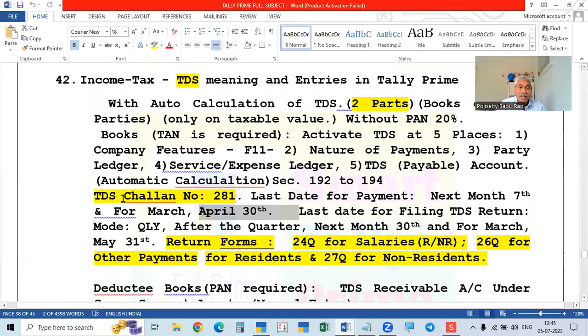The challan is called TDS challan 281. There is another challan, 280. 280 is the challan through which we pay our own money, our own liability, like advance tax, any penalty or interest, or any self-assessment tax. And what we are deducting from others as TDS is paid through the 281 challan.